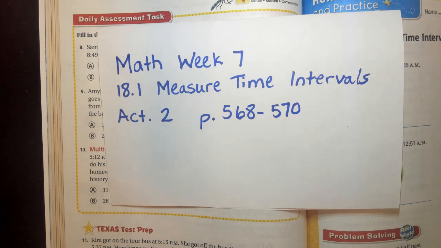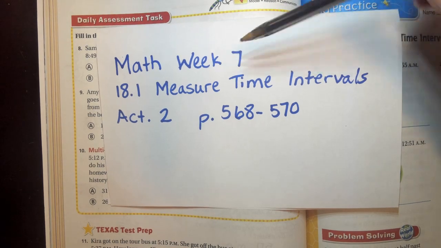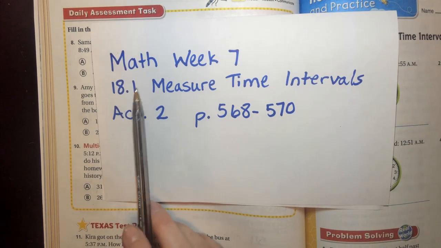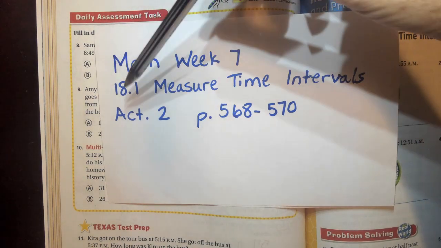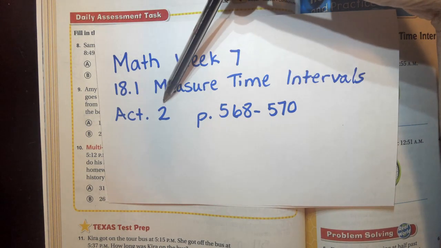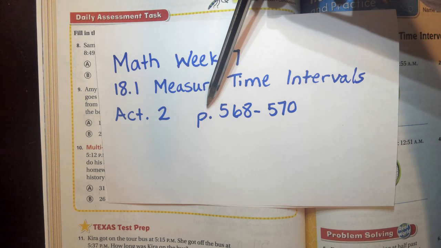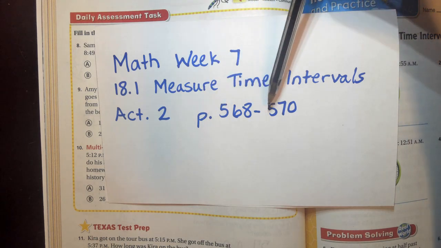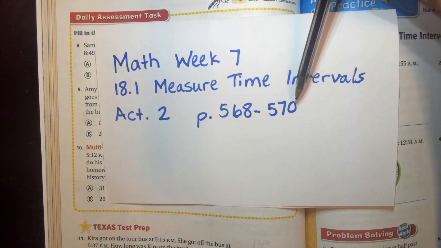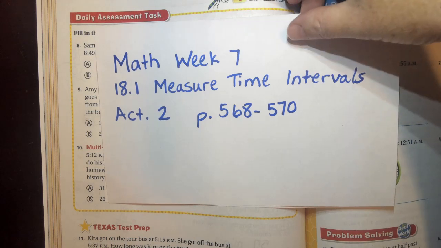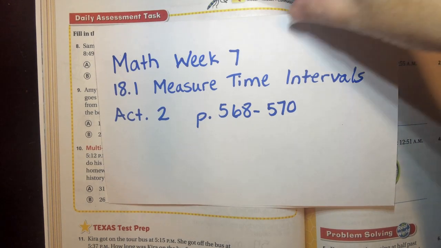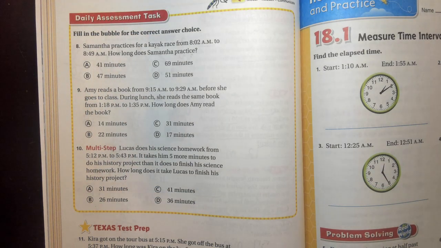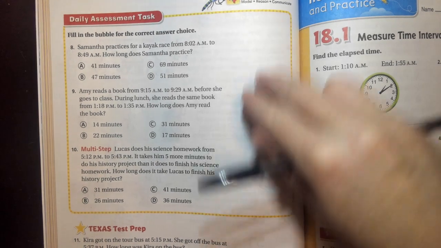Alright guys, it is week 7. We're finishing up lesson 18.1, measure time intervals, and this is activity 2 on your lesson plan, page 568 to 570. These are the last pages we're going to be doing out of the book. Okay, let's look at page 568.